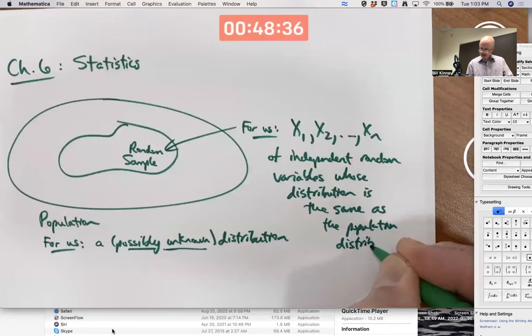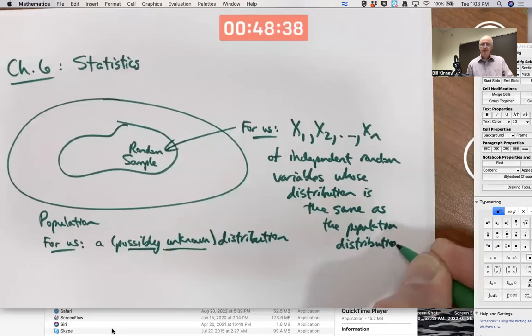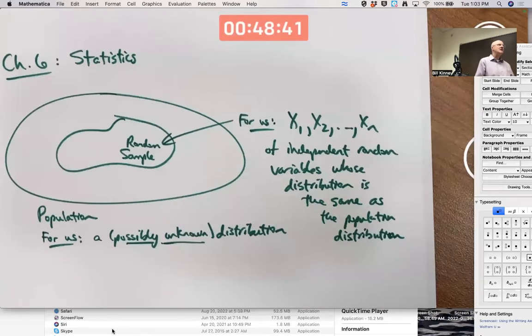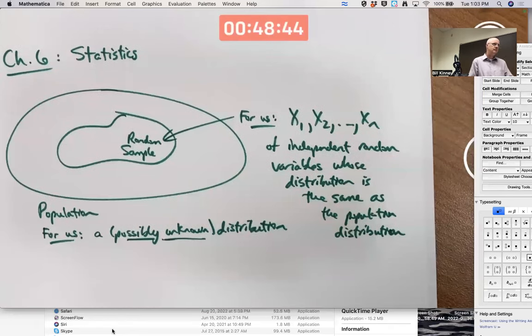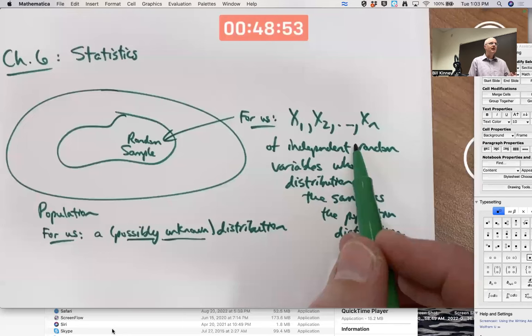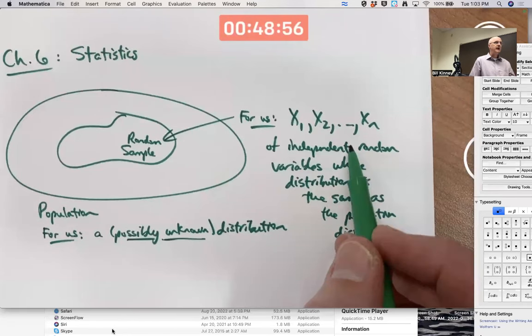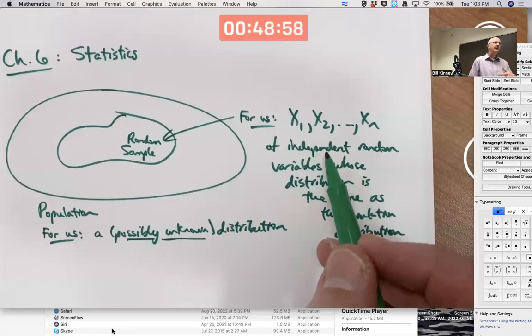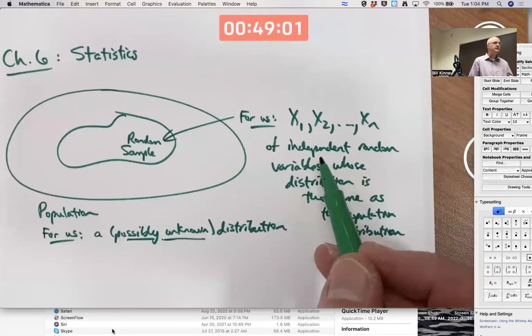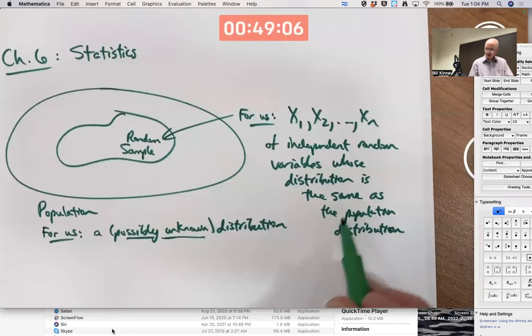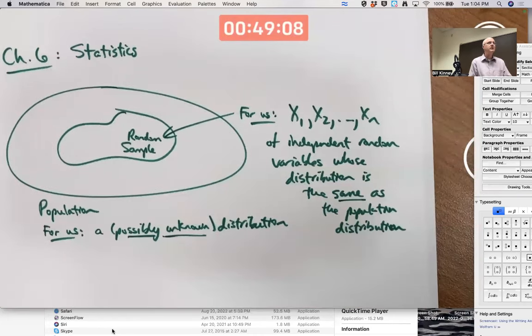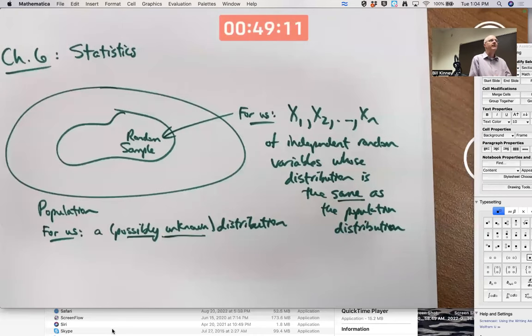It's the independence assumption that justifies calling this a random sample. Intuitively, we're saying these random variables are unrelated to each other, in the sense that if you know the value of one of them, it doesn't tell you what the value of the next one's going to be, the observed values. They do still all have the same distribution. You could even, in a sense, call them the same random variable.